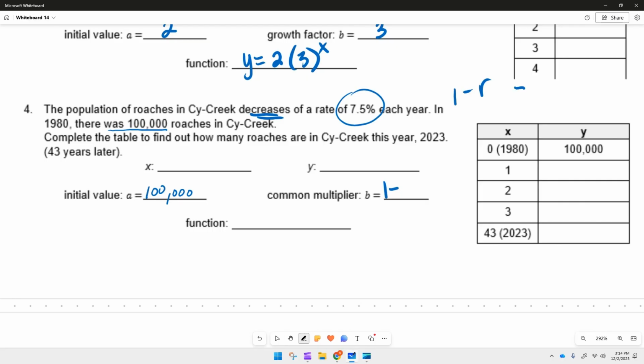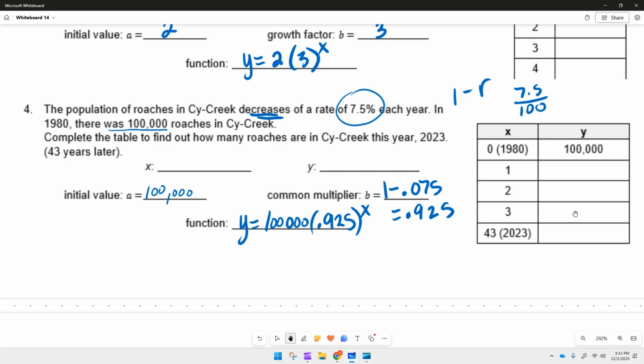We need to take that 7.5 because that's 7.5%, and I need to divide that by 100. So that's 1 minus 0.075. Okay. That's going to give you 0.925 for our b value. So when we write our function, that's going to be y equals 100,000 times 0.925 to the power of x. Okay, be real careful when you're doing that and paying attention to that concept.